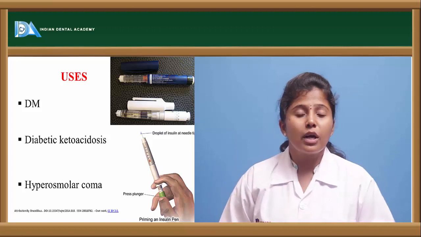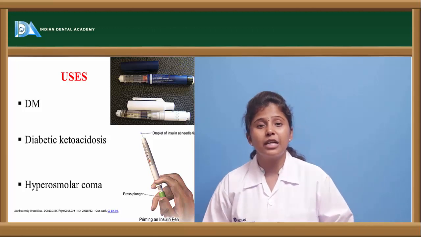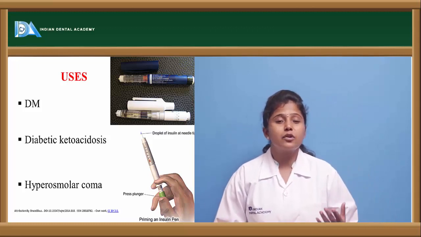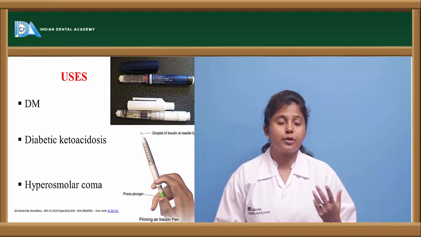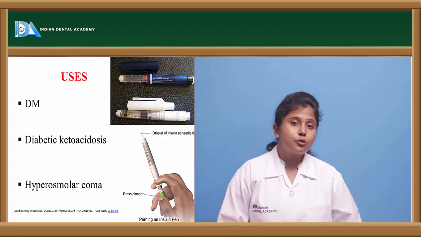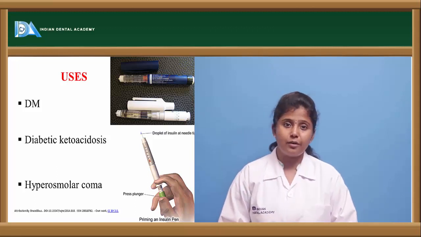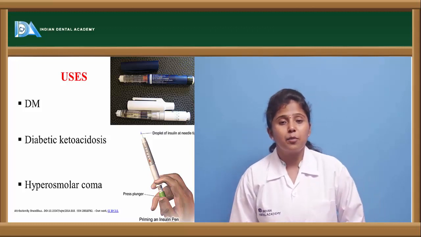Because of the high glucose concentration in the body, dehydration occurs. This dehydration occurs because of the high osmotic pressure. Because of the excessive osmotic pressure, the movement of molecules takes place from inside to outside of the body, leading to dehydration. This condition is called hyperosmolar coma.